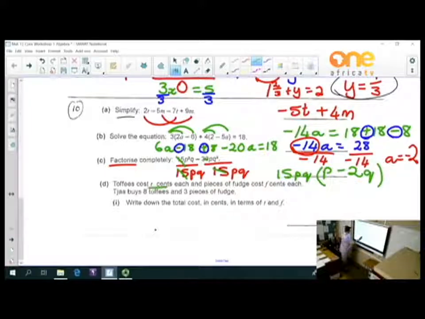Toffees cost T cents and fudge costs F cents. Ta buys 8 toffees and 3 pieces of fudge. Write down the total cost. What is cost? The price times how many you buy. And this is what we're going to do here. So 8 toffees will be 8T and 3 fudge will be plus 3F. This is unlike terms. This is toffees. This is fudge. So you cannot add them. That is your answer there.